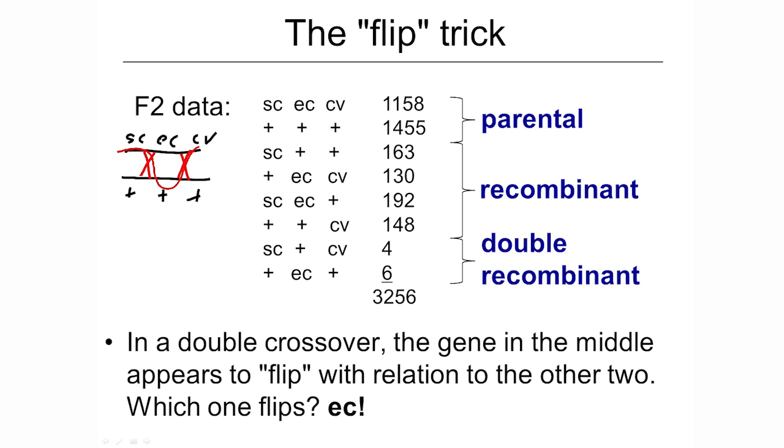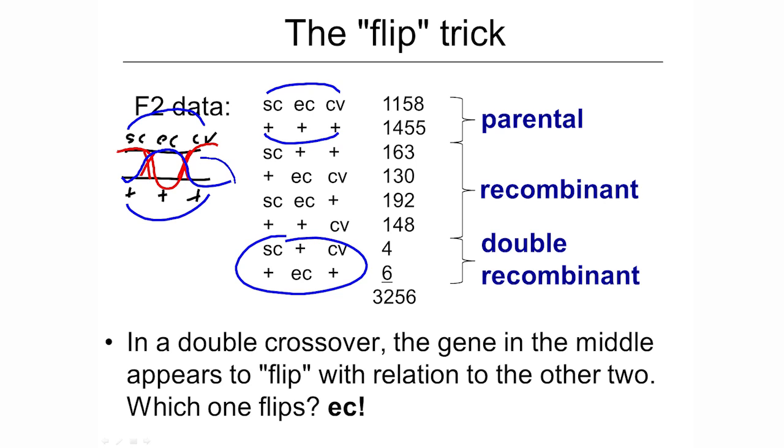We already did this, but now I want you to see it in a different way. Right? The SC and the CV stay together, and the plus and plus stay together, just like they were in the parents. But look at the double crossover classes, which come from this happening. You see SC plus CV, and plus EC plus.